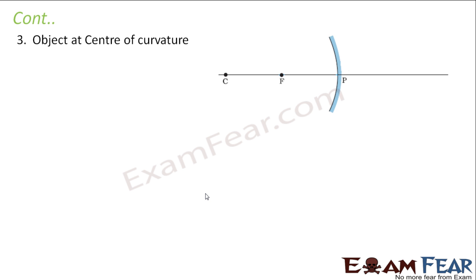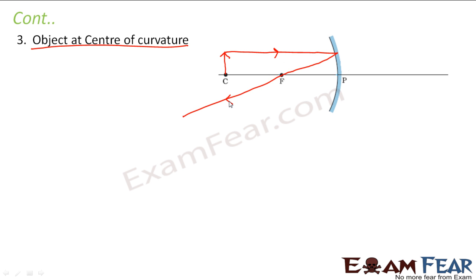Now let us look at the third scenario where the object is located at the center of curvature. So the object is here. This is my object. So in this case, what will happen again? We consider a ray of light parallel to the principal axis. After reflection it passes through the principal focus. Now let us assume another ray of light which passes through the principal focus. So after reflection, what will happen? This is rule number 2. It goes parallel to the principal axis.